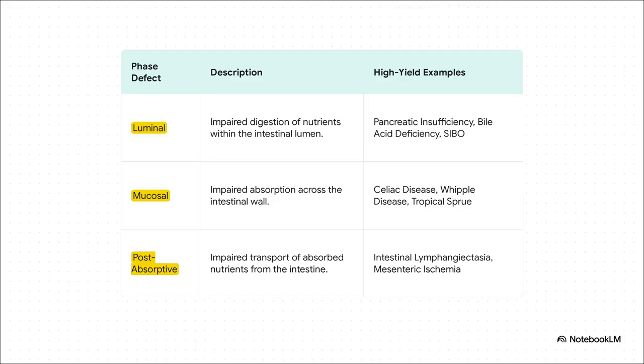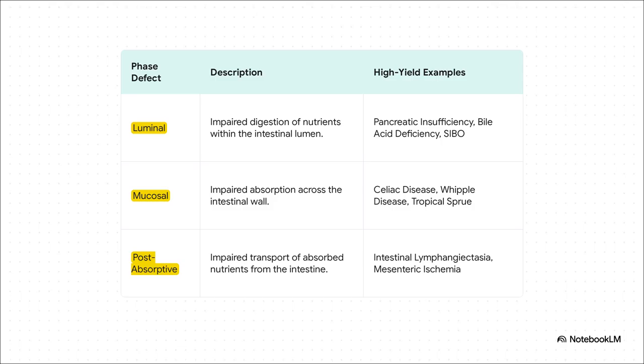And here it is. Honestly, this is probably the most powerful tool you'll have. You just break the problem down into 3 distinct phases. First, you ask, is the problem luminal? Is there an issue with digestion inside the gut tube itself, like not enough pancreatic enzymes? Okay, if not, maybe it's mucosal. Is there a problem with the intestinal wall, kind of like the damage you see in celiac disease?